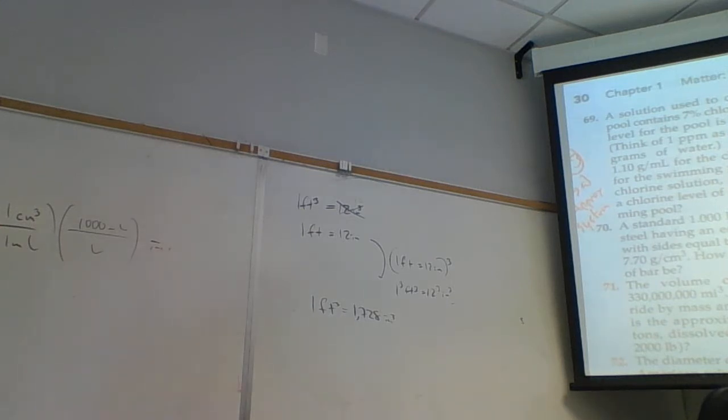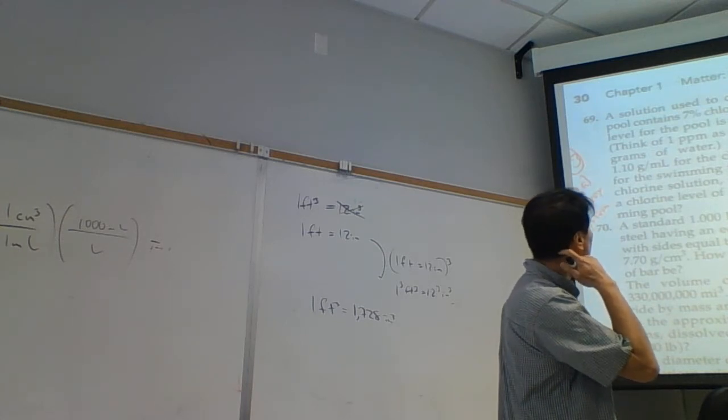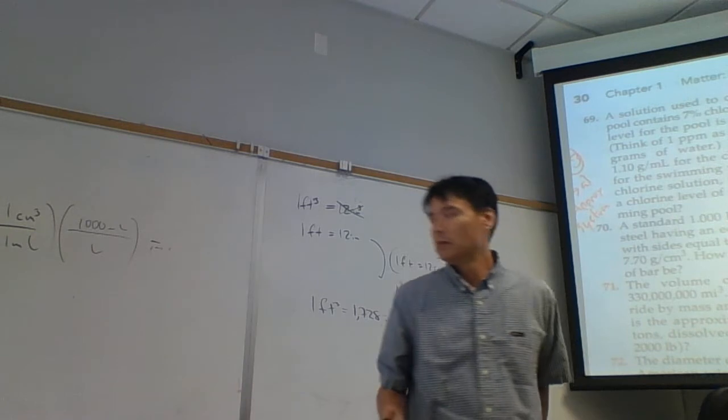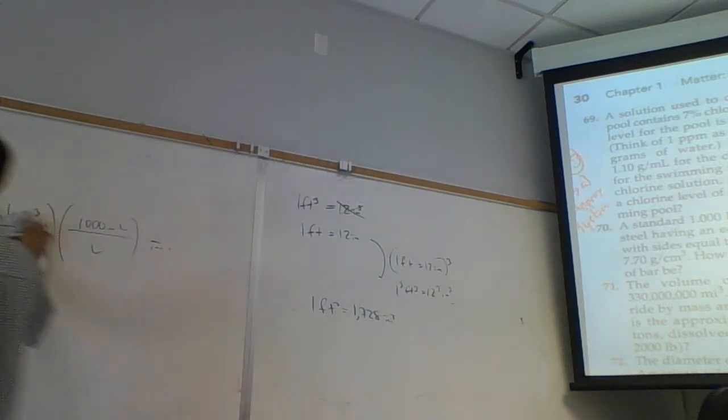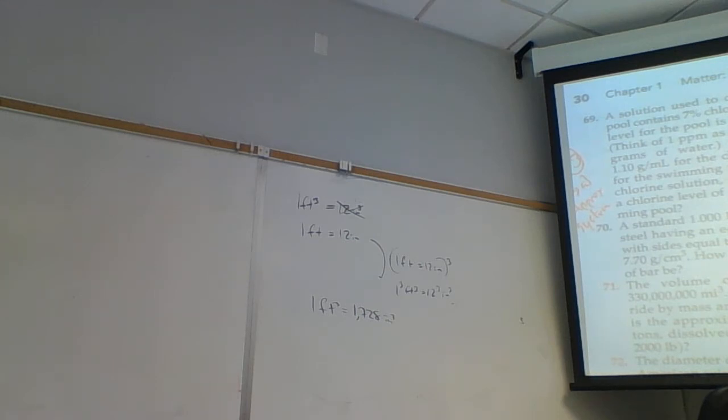And so let's take a look at number 69. A solution used to chlorinate a home swimming pool contains 7% chlorine by mass. Okay, so what we do in problems like this is we have to know what a percentage is. What is a percentage? 7%. A percentage is what we call a part per 100 by mass. And so what that means is there's 7 parts of chlorine.